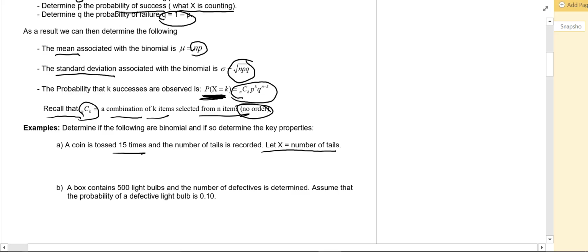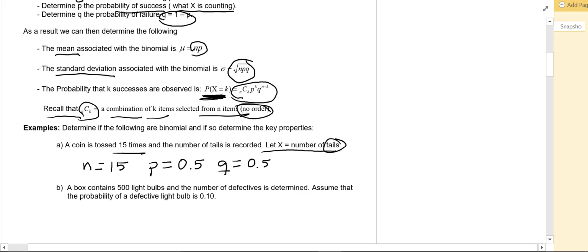Assuming that it's a fair coin, we know that n here is equal to 15. The probability of what we're counting, which is tails, is 1/2. We're assuming it's a fair coin. We were not told otherwise. So Q here is also 1/2 because it's 1 minus P.